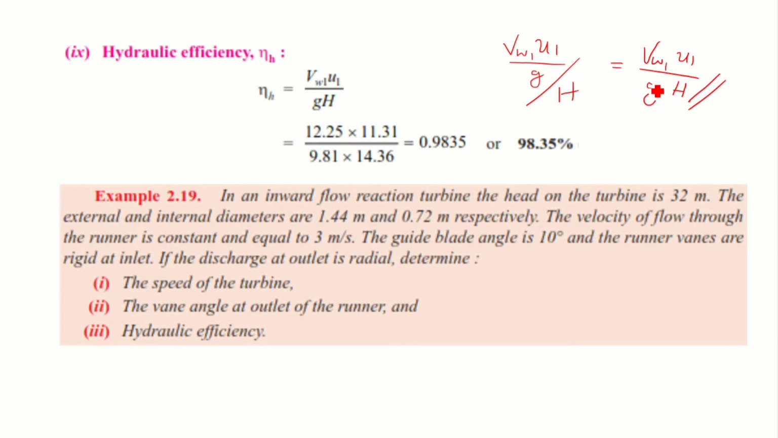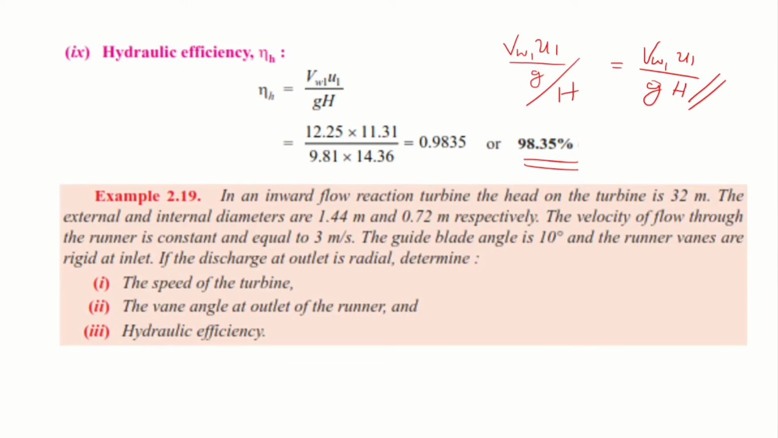So all the values are known. H is obtained from the previous equation. So H is substituted here and all other values are also substituted here, giving the value as 98.35 percent. So that's all for the first problem. So moving to the second problem.